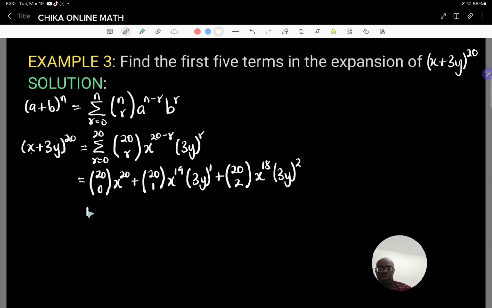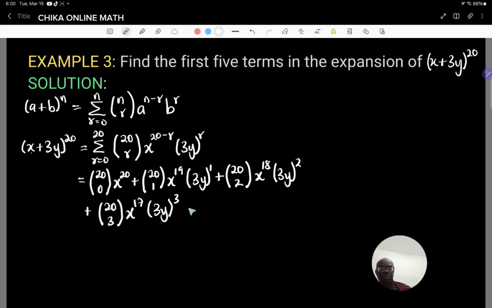Plus the next one is 20 combination 3, x to the power 20 minus 3, which is 17, and 3y to the power 3. So we have 1, 2, 3, 4.